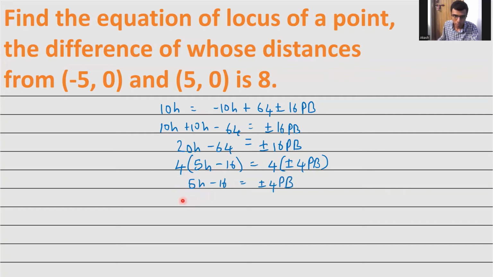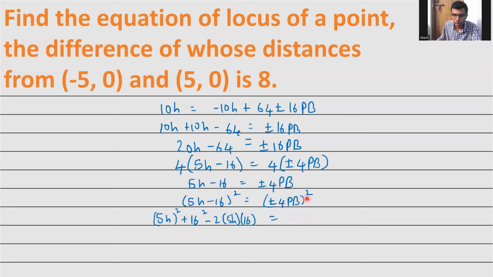Okay, now I'm going to square on both sides again. 5h minus 16 whole square is equal to plus or minus 4 PB whole square. Let me just show you this step clearly so that you can understand what exactly is happening. Now you can expand this one, I'm going to write it nicely because mistakes can happen. Minus 2 into 5h into 16, like I wrote it on the form a square plus b square minus 2ab.